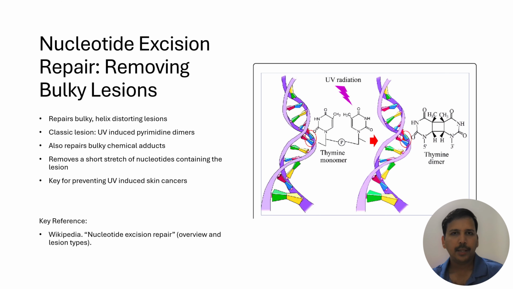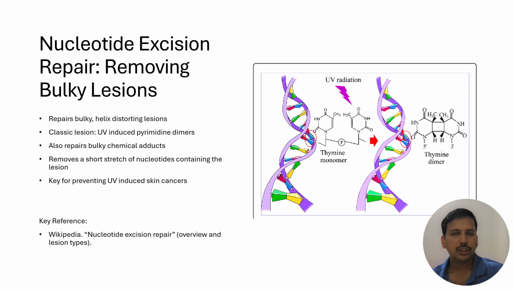Nucleotide excision repair (NER) takes over when damage is big enough to distort the double helix. The classic example is UV light causing pyrimidine dimers, where two adjacent thymines become covalently linked, bending the DNA. Similar distortions arise from bulky adducts created by environmental carcinogens like those in tobacco smoke. These lesions block replication and transcription because polymerases cannot move past them.